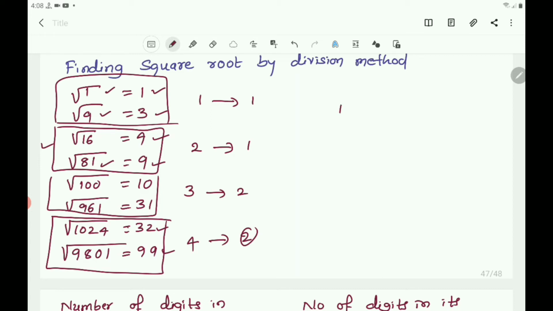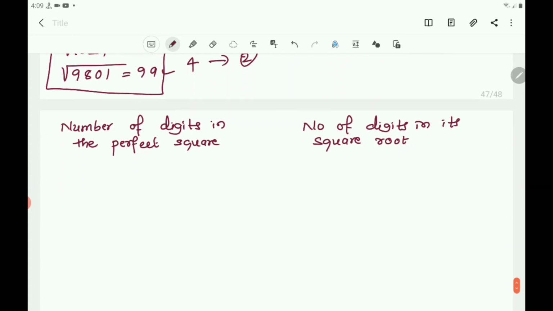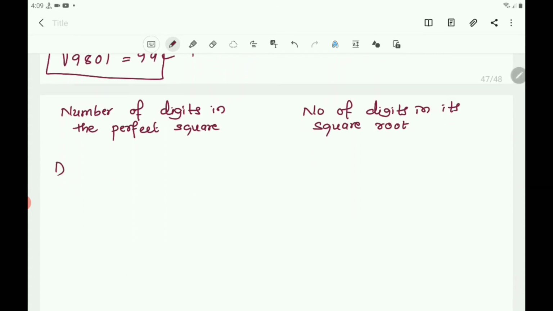So here you got that for a 1-digit square number and a 2-digit square number, the square root has only one digit. For a 3-digit square number and a 4-digit square number, the square root has 2 digits. Let us continue this. If the perfect square has 1 or 2 digits, then its square root has only one digit. If the square number has 3 or 4 digits, its square root has 2 digits.